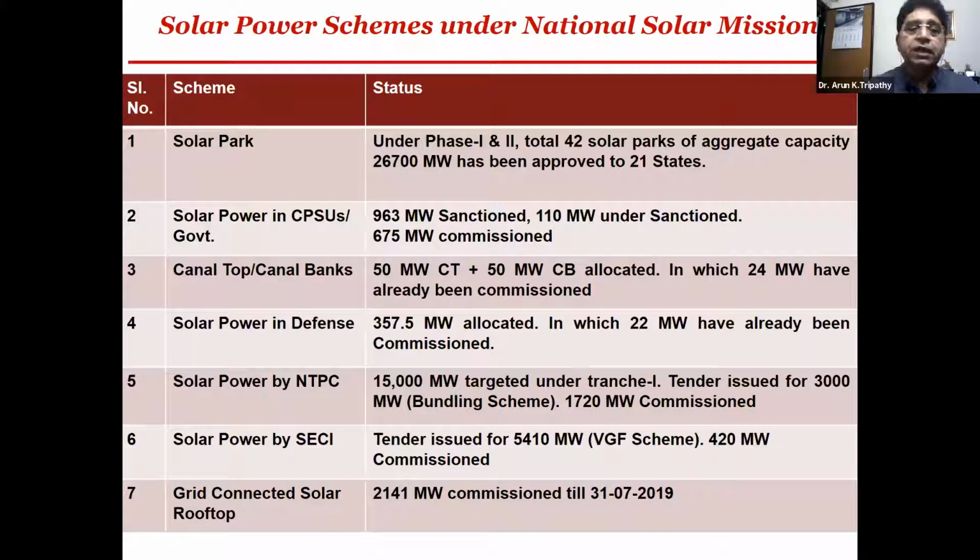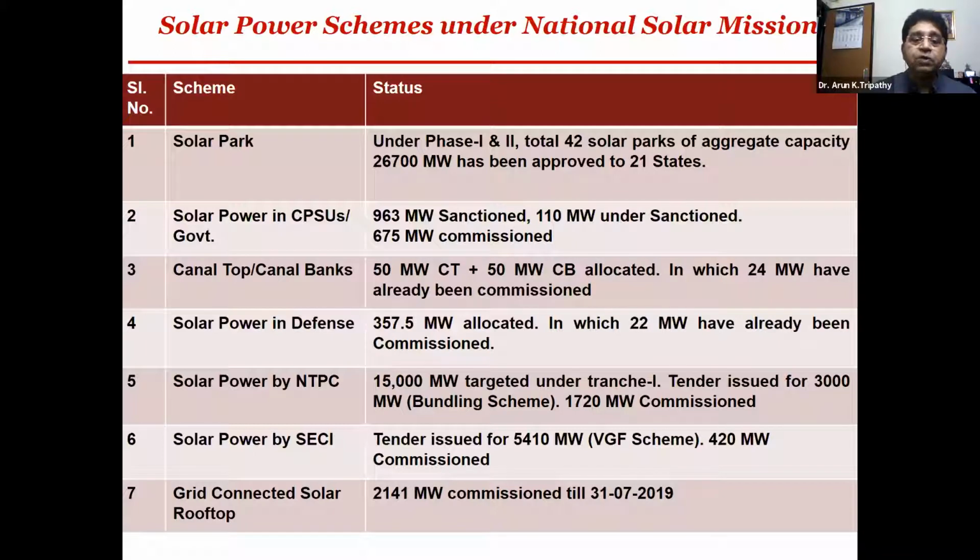Sir, these are the 7 different schemes by the government through which solar energy and solar power is being proliferated in the country. The first one is the solar park scheme. This is for the development of large solar power plants in the country, in which the minimum size of a single solar power plant is 500 megawatt. And today we have 42 solar parks developed in the country with over 26,000 megawatt capacity, which has been installed, commissioned, or is in different phases of commissioning.